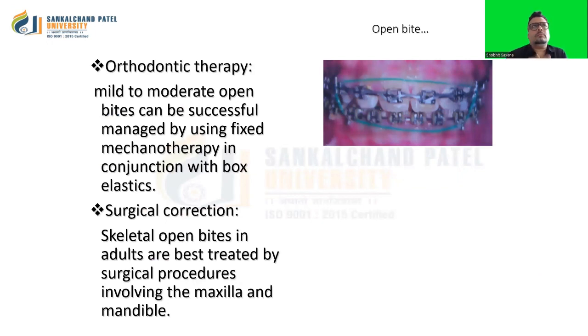If the patient is in adulthood, then in those cases fixed appliance therapy needs to be done. In cases of mild to moderate open bites, it can be successfully planned with fixed mechanotherapy in conjunction with box elastics. Or if the patient is having a severe or a skeletal open bite, then in those cases, if the patient is an adult, it is best treated by surgical procedures involving surgery in the maxilla as well as in the mandible to achieve a proper and normal occlusion.